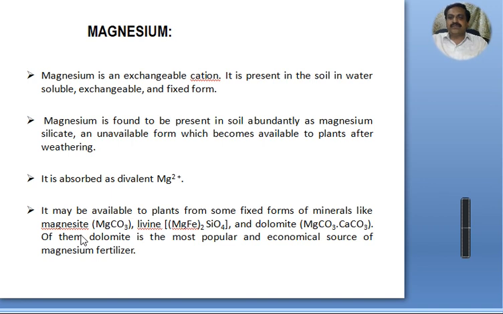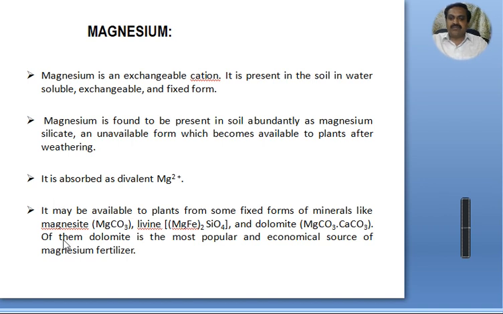The other nutrient element is the magnesium. Magnesium is an exchangeable cation present in the soil in water soluble, exchangeable, and fixed forms. Magnesium is found to be present in soil abundantly as magnesium silicate, an unavailable form which becomes available to plants after weathering. It is absorbed as a divalent magnesium ion.